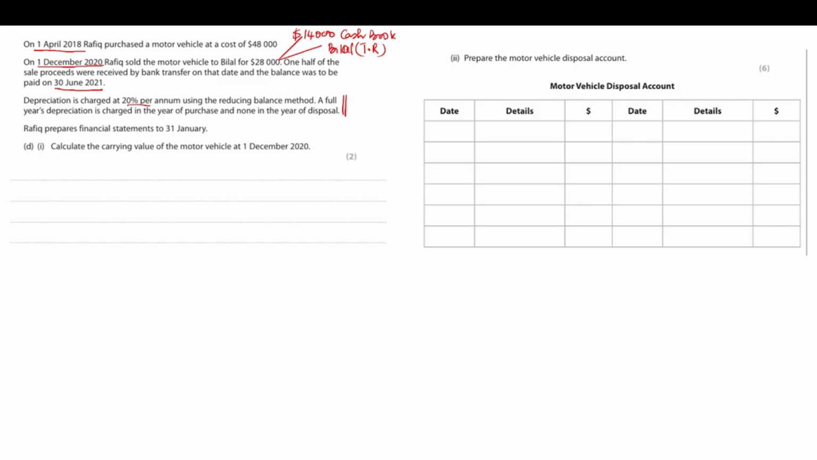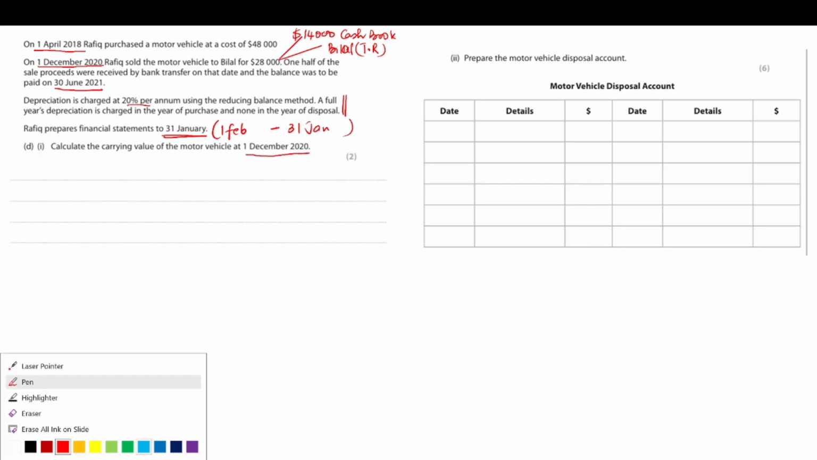Rafiq prepares financial statements to 31st January. So this is very evident. This is also very important for depreciation questions. So the year end is 31st January. That means the year beginning is always 1st of February to 31st of January. This is the financial year they are keeping. Calculate the carrying value of the motor vehicle on 1st December 2020.